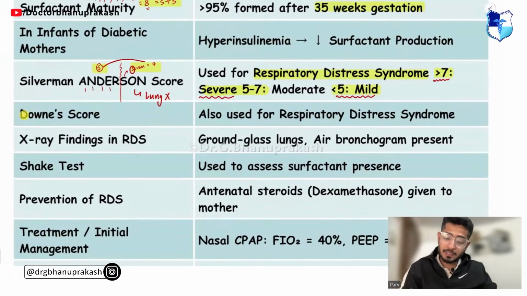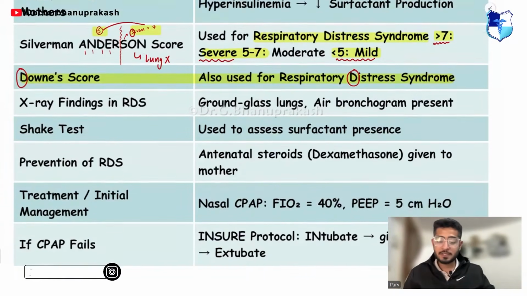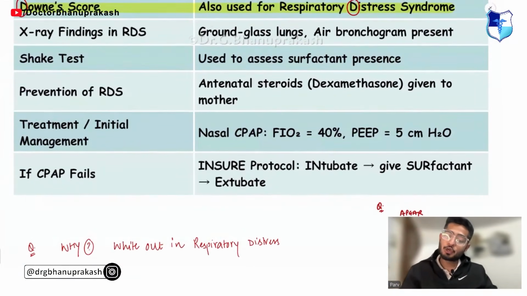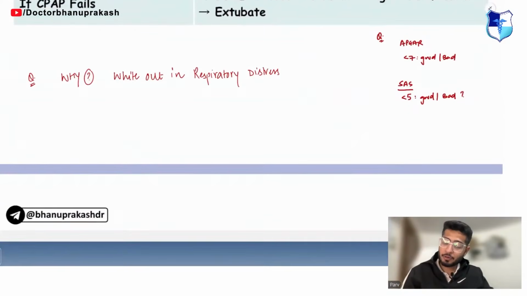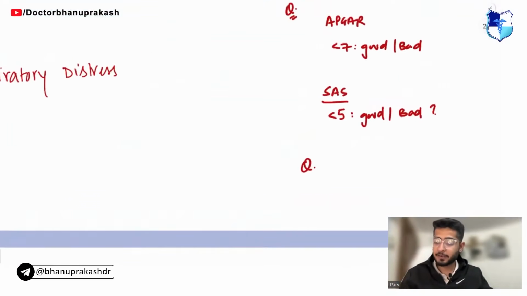Please remember, Downey score is also used for respiratory distress. So D for Downey score, D for distress. What is the X-ray finding in RDS? You will have ground glass opacity. Remember this, you will have ground glass opacity as well as air bronchogram. Air bronchogram is the classical finding.